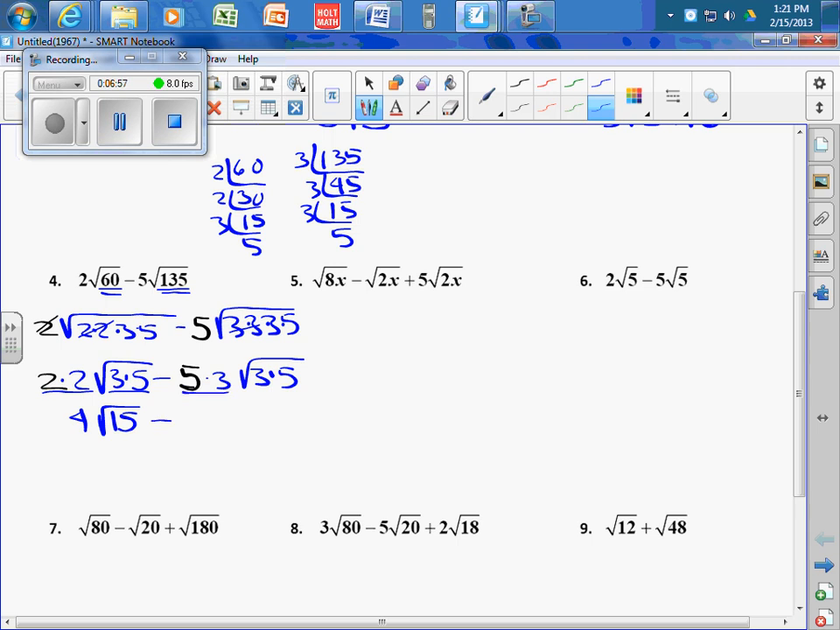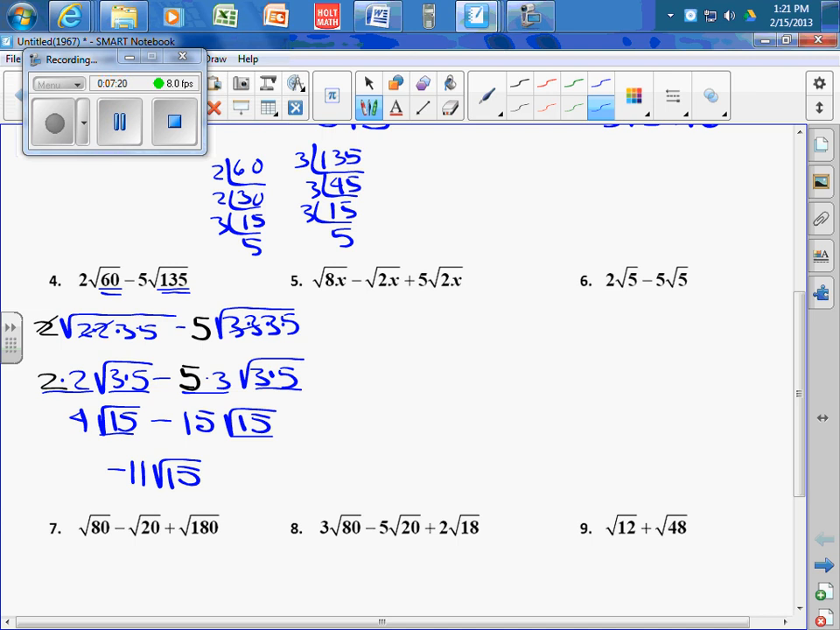I take 5 times 3 and get 15. And then 3 times 5 and get 15. And it's important to remember that the numbers inside stay inside. The numbers that are outside stay outside. Now I'm subtracting 2 numbers that have radical 15s as their terms. I'm going to take 4 minus 15 and get negative 11 radical 15.